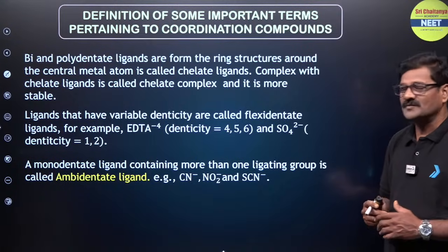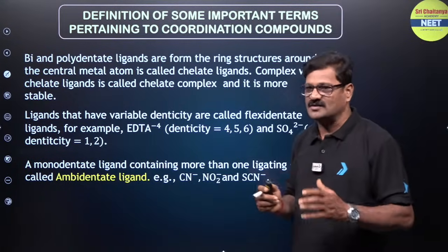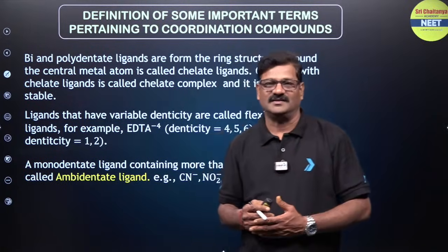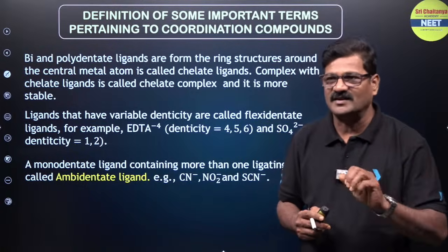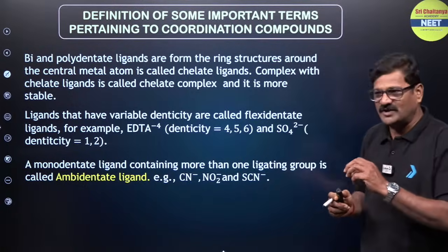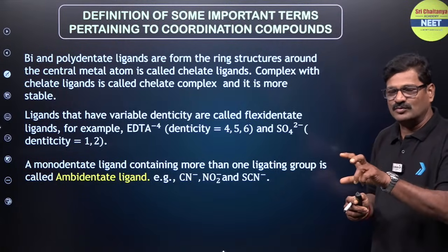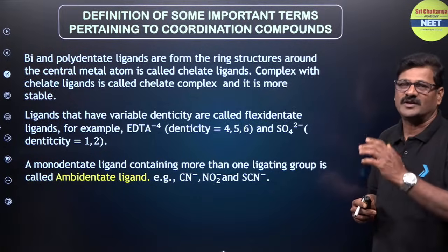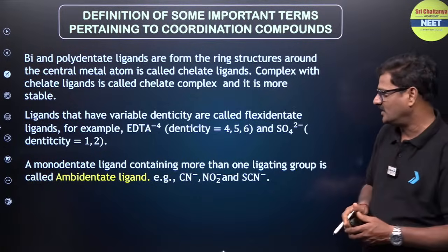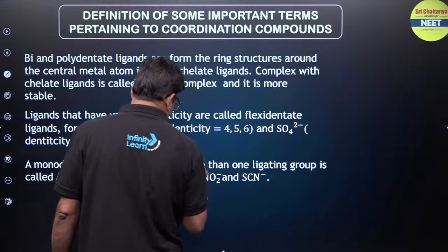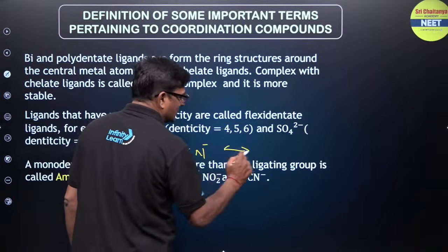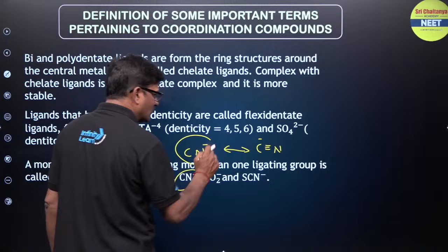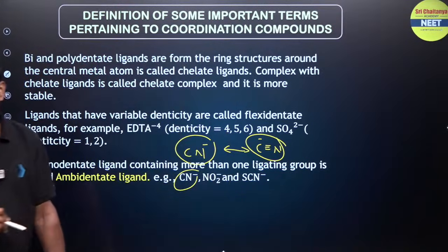Sometimes a bidentate can also be a polydentate ligand. Ligands that can vary their denticity are said to be flexidentate. And sometimes a ligand can have two donor atoms, but only one atom can be donated at a time. Such ligands are called ambidentate ligands, like cyanide, where you get cyano and isocyano.